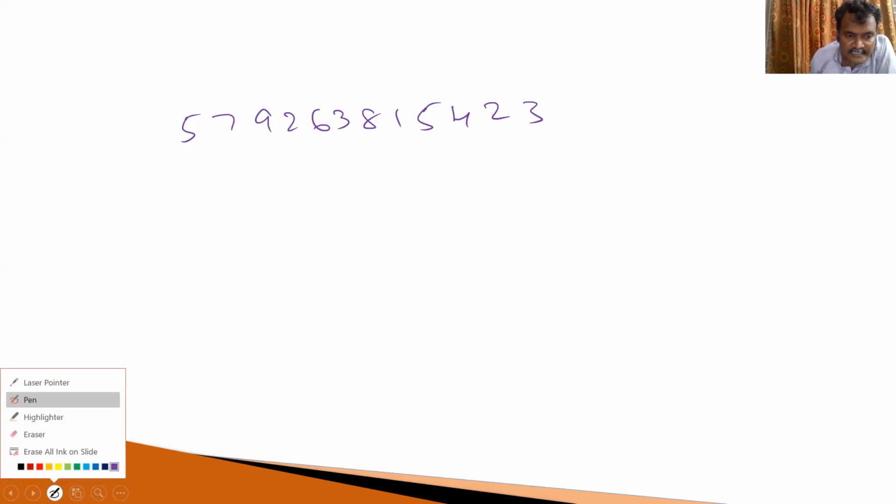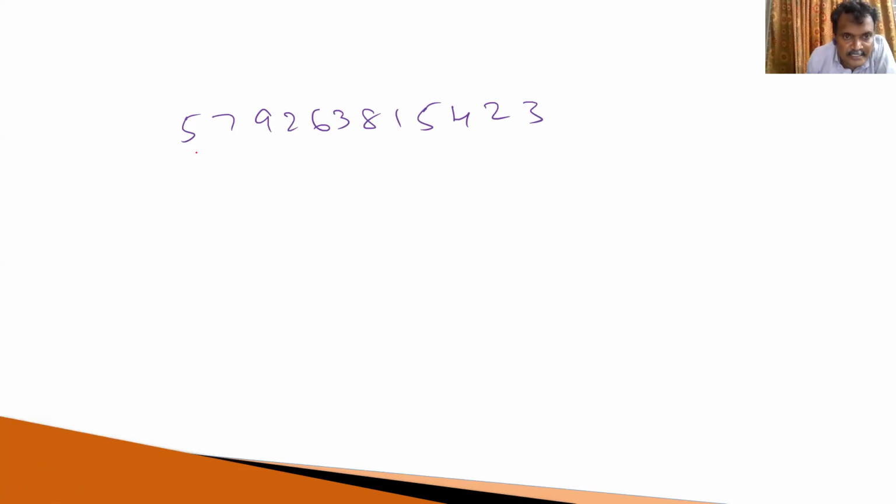So what is the digit sum of this number? First, you check whether any 9s exist or not. Yes. Next, choose any two numbers. If the sum is equal to 9, then also cancel those numbers. 6 and 3, 9. 8 and 1, 9. 5 and 4, 9. 7 and 2, 9.